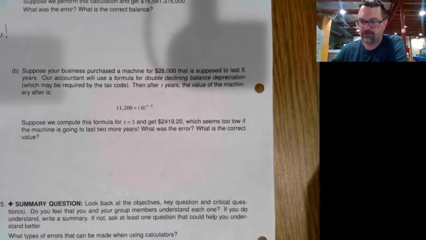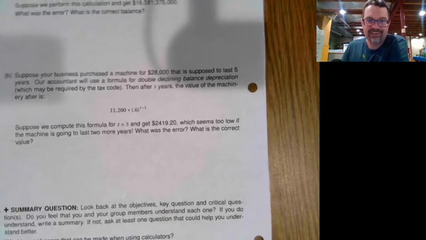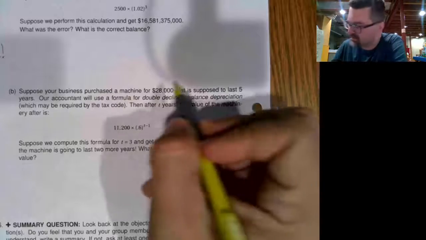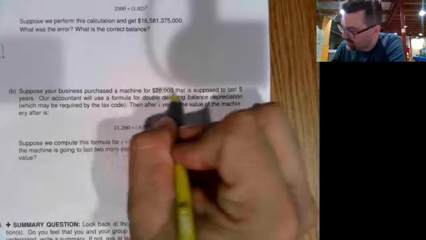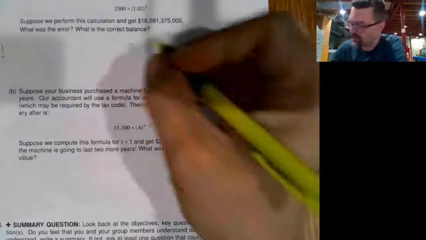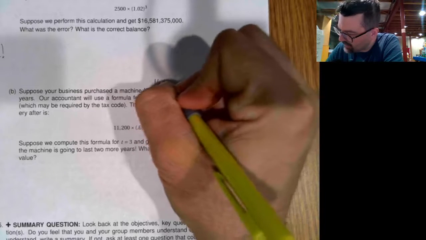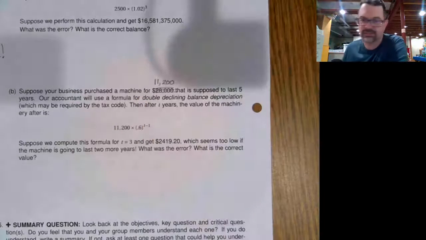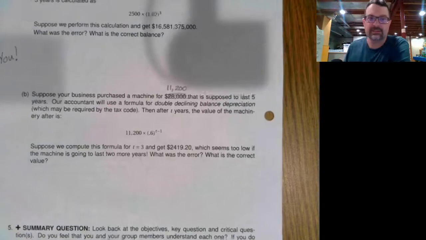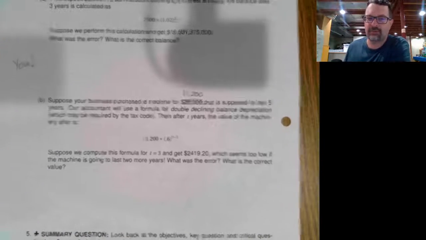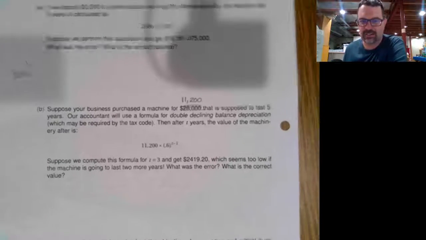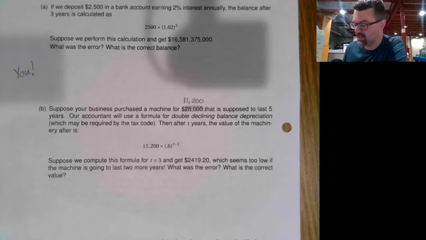Okay, we're back. Here's how we're going to fix this. 28,000, we're going to cross that out and write 11,200 instead. Perhaps that will be fixed by the time I actually copy this and hand it out to you, but if it's not, fix that right there.